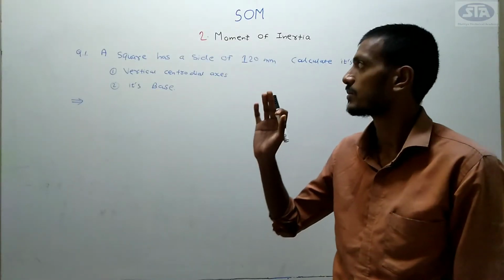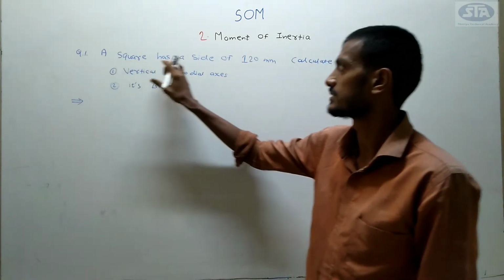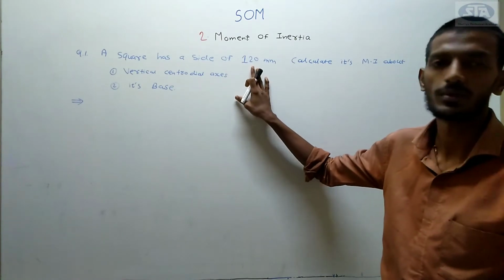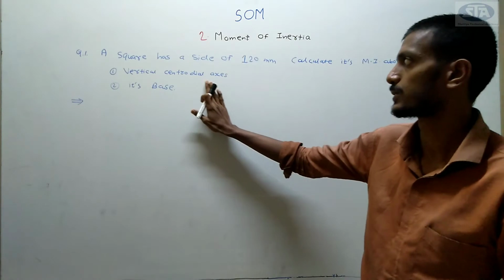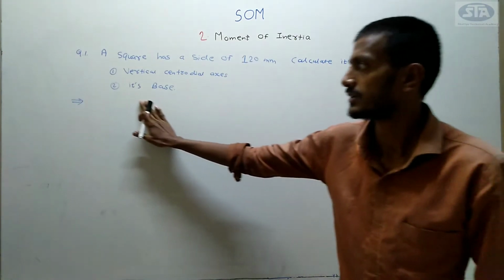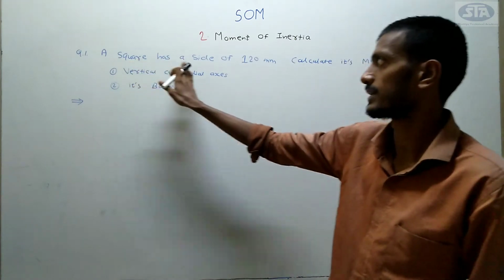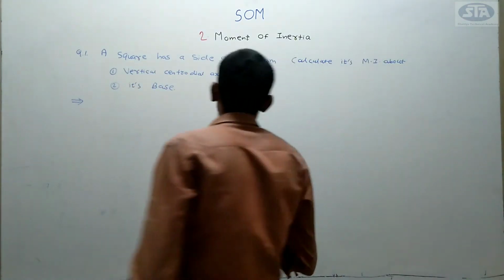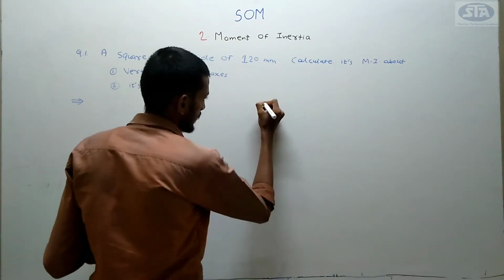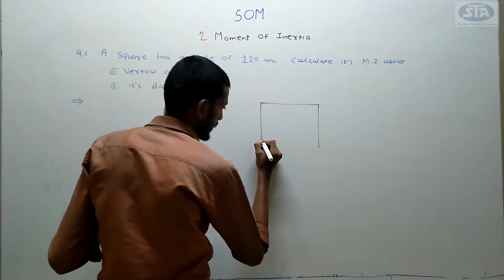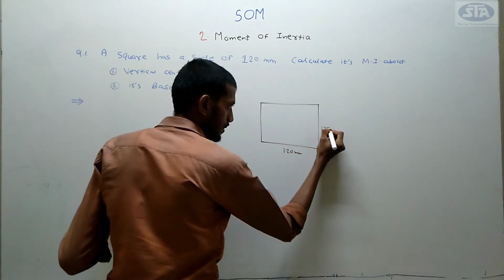Now students, problems on MI. The first problem: a square has a side of 120 mm. Calculate the moment of inertia about the vertical centroidal axis and its base. So first of all, given a square, we have to draw it. A square of side 120 mm. This side is 120 mm, and this is also 120 mm.